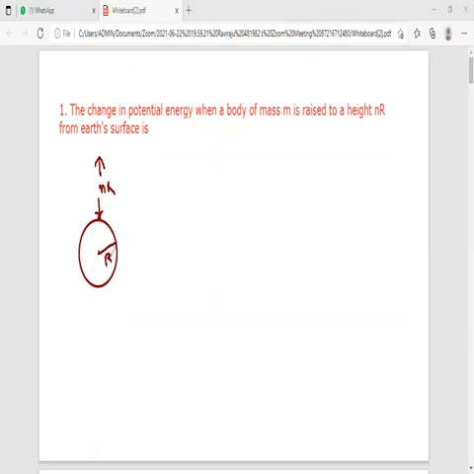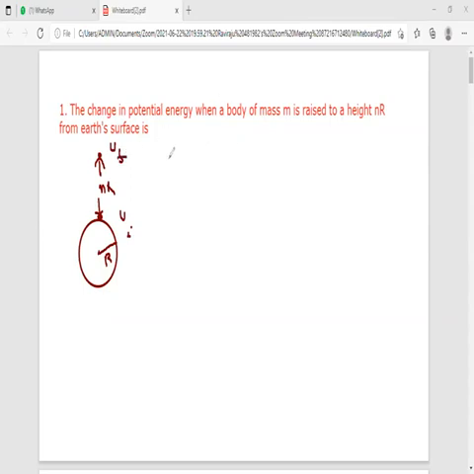Radius of Earth is 6,400 kilometers. To bring the body from this point to this particular point, they are asking what is the change in potential energy. That means initial potential energy you have to find out, and also final potential energy you have to find out.